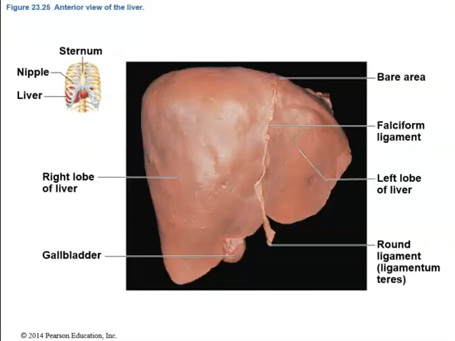And here is just an anterior view of a gross specimen of a liver. So the largest lobe of the liver is the right lobe, and then on the left is the left lobe of the liver, and it is divided into right and left with the falciform ligament here. The falciform ligament will then end in this round ligament here, also known as the ligamentum teres. And just below the inferior border of the right lobe of the liver, you can see the gallbladder. And we'll look at it in an inferior view of the liver in just the next slide.